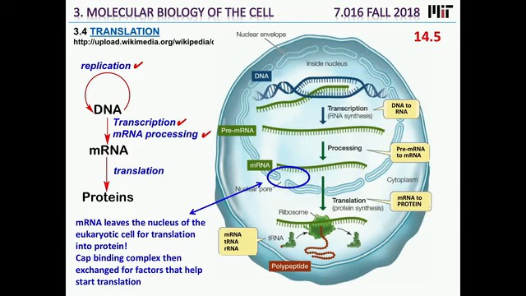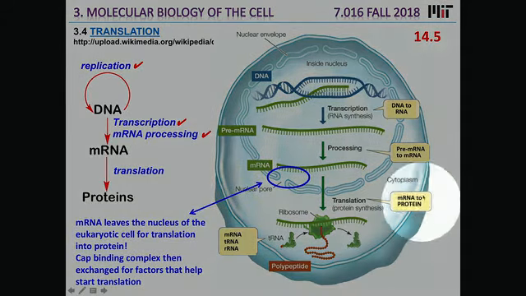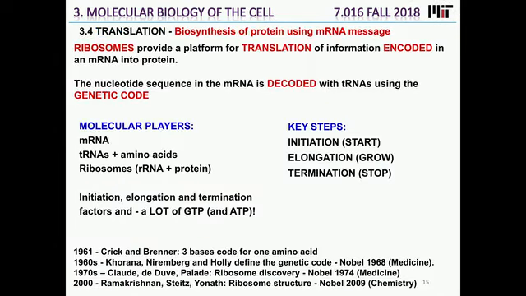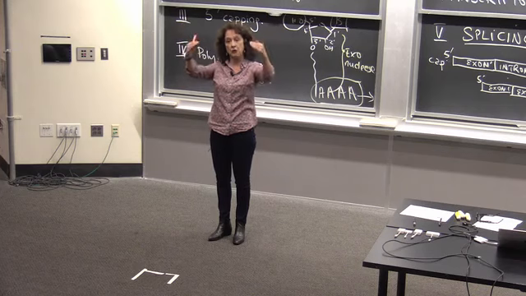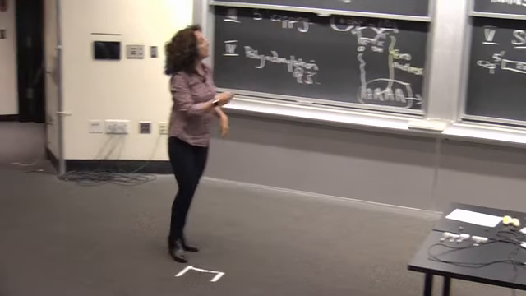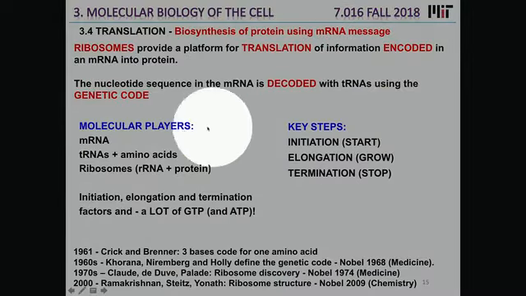So what I really want to encourage you to do is read this section 14.5, because the next parts will make a great deal more sense. So what I want to do now is, first of all, start with describing the players in translation, and just the way we did for replication, we're going to systematically ascribe the importance to each of these players. So what you see, there are molecular players and there are key steps. So the molecular players are shown here.